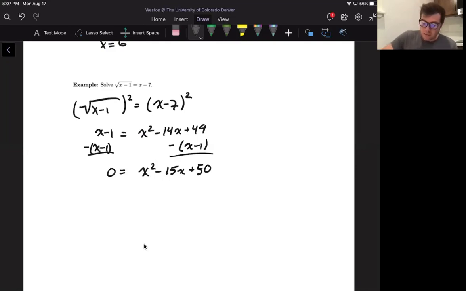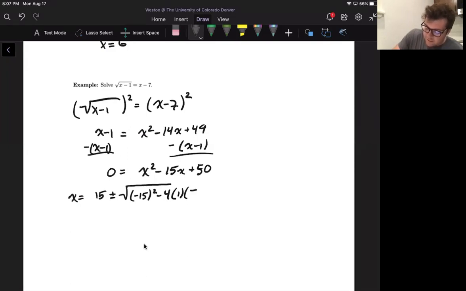So we can use the quadratic formula right away and see that x equals, then we just plug our coefficients into the quadratic formula. So x equals negative b plus or minus square root of negative 15 squared minus 4, a is 1, c is 50, all over 2.